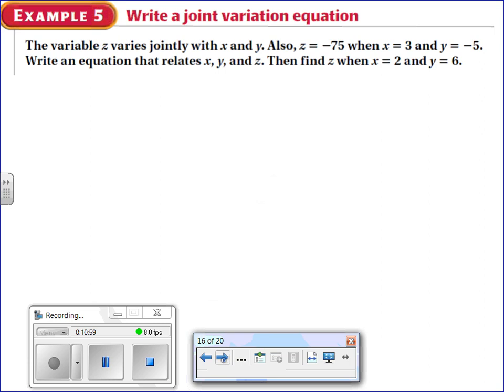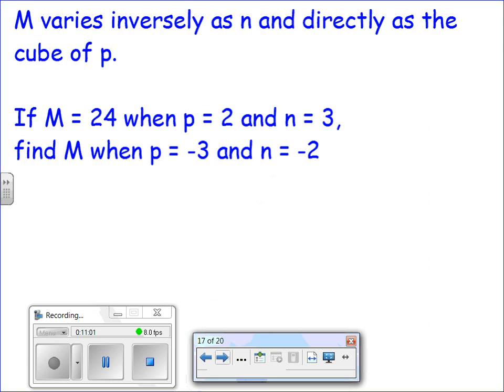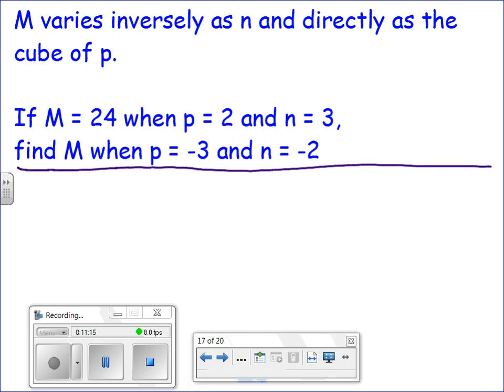Let me find it. How about this one? Yeah, I'm spacing around, figure out what I want to do when. M varies inversely as n and directly as the cube of p. All right, so we're going to do all 4 steps. Get your 4 colors ready. Who knows what my blue step would be?